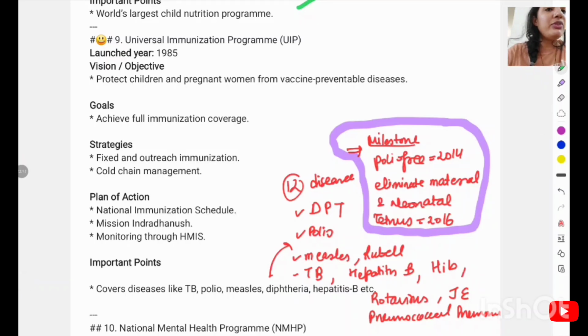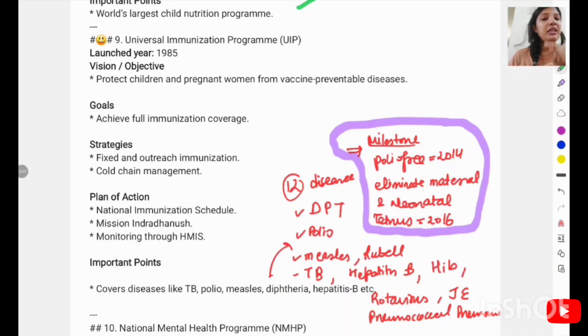Ninth program is the Universal Immunization Program, that was launched in 1985. Its vision is to protect children and pregnant women from vaccine preventable diseases, because if a disease is prevented by the vaccine, then we should prevent it. And the schedule is given in the book and the table. I will upload the table in the Telegram, or photos in the video's description, you can watch from there.